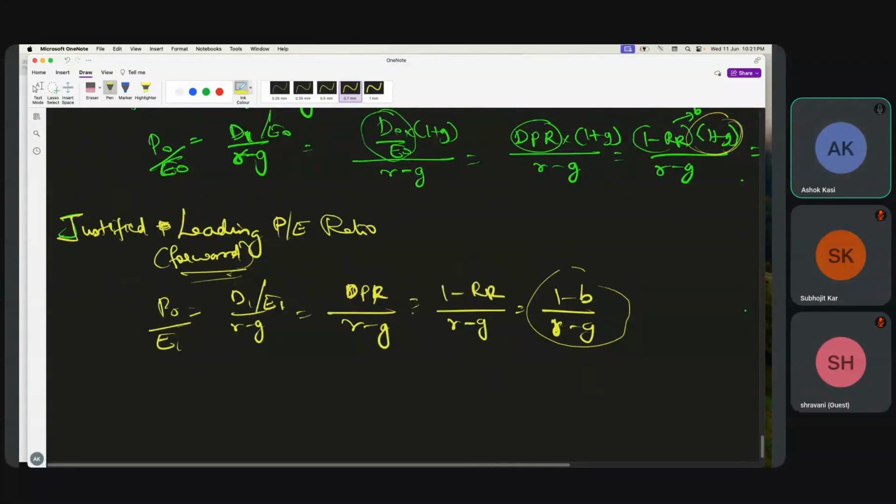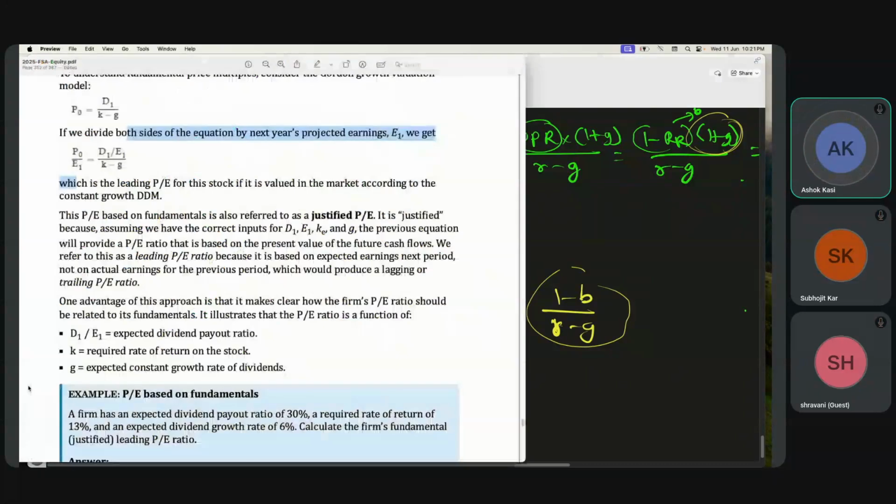Is it okay? Yes, sir. Now let's see this formula.